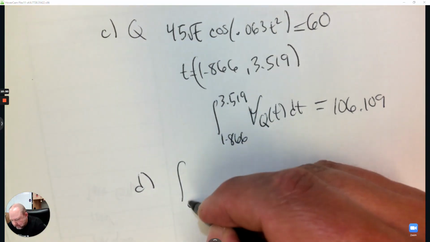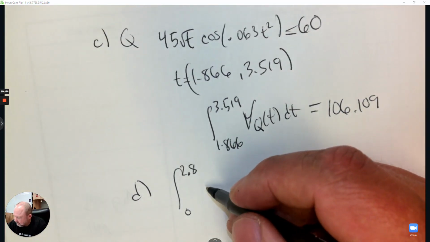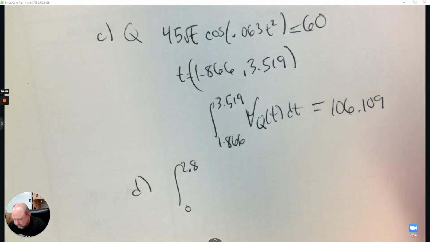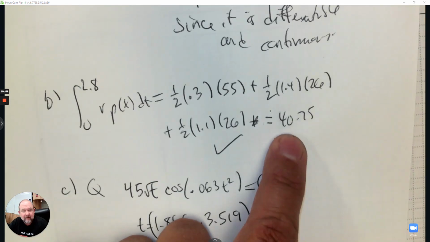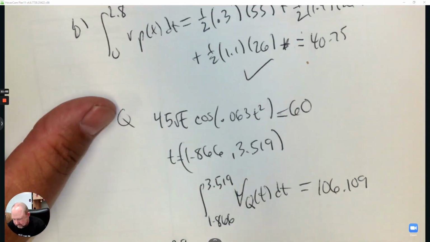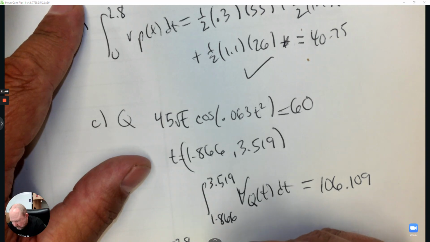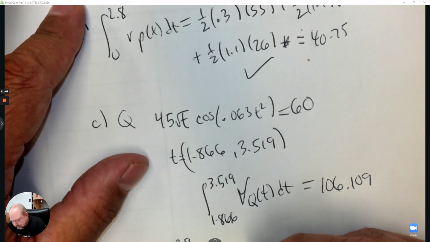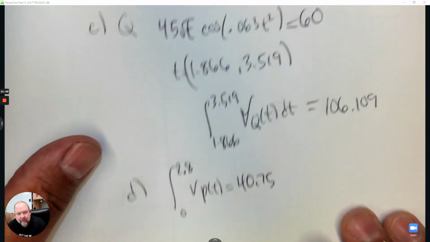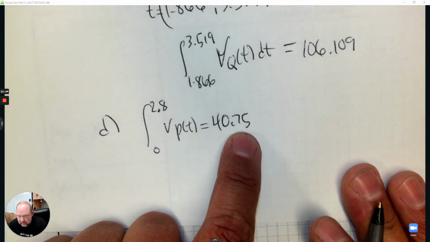So, if I integrate from 0 to 2.8, we already did that, right? We did that in part B for the trapezoidal sum. So, what did I get for there? The position, right, is 40.75. So that's one position. So at 2.8, that's the position for one.